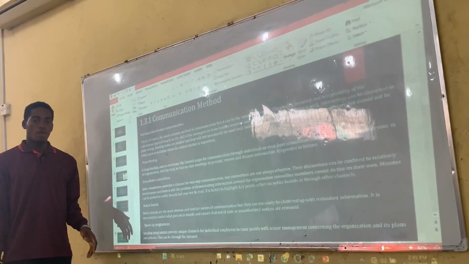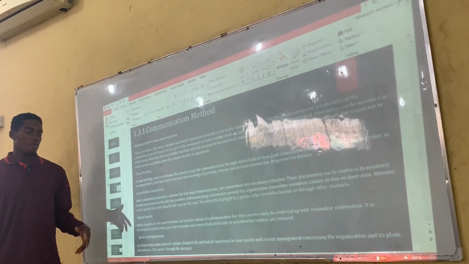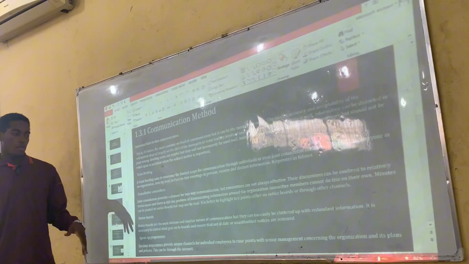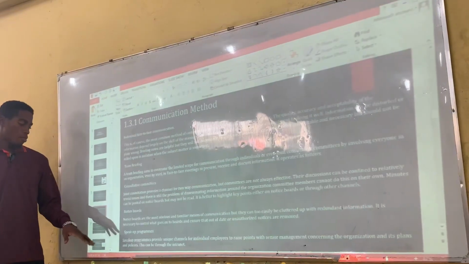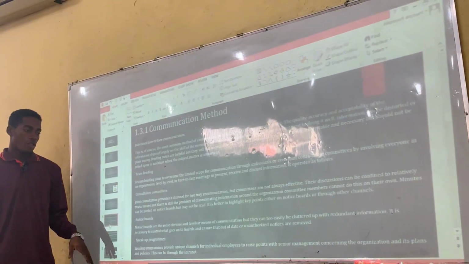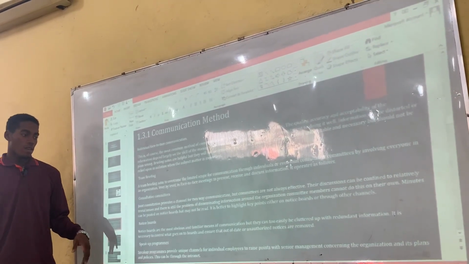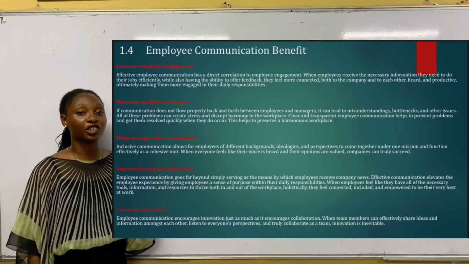Other methods of communication include notice boards. Notice boards are the most obvious and familiar methods of communication, but they can easily get clogged up with redundant information. There may also be pickup programs. Pickup programs provide unique channels for individual employees to raise points with senior management concerning the organization and its plans and policies. Looking at employee communication benefits.